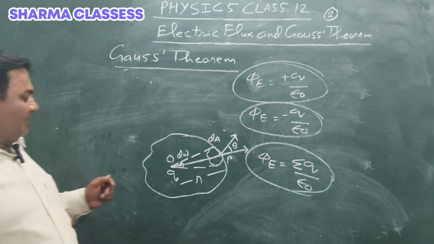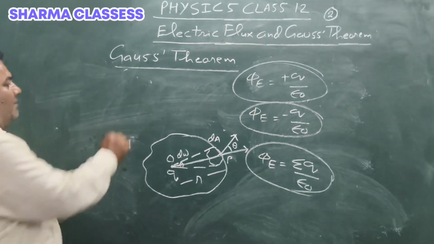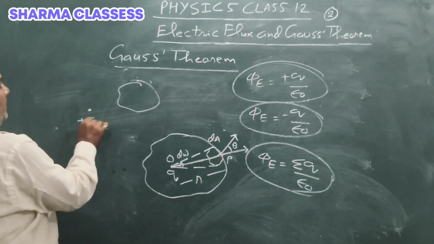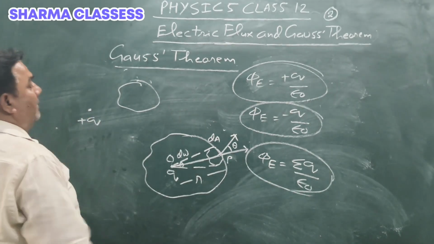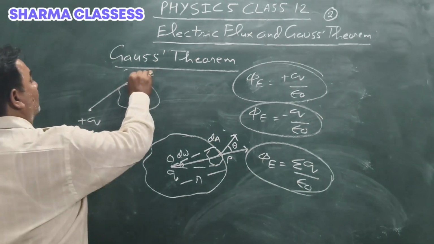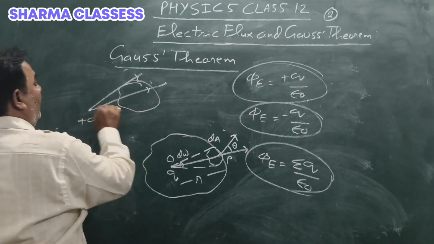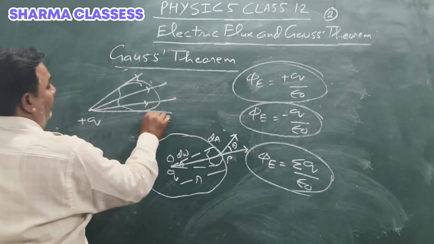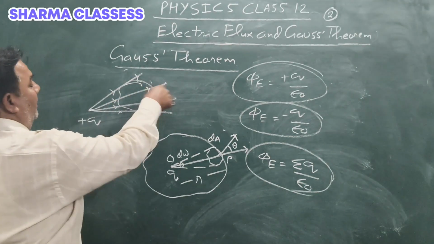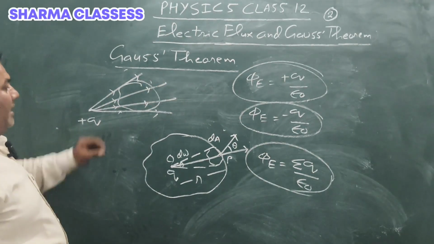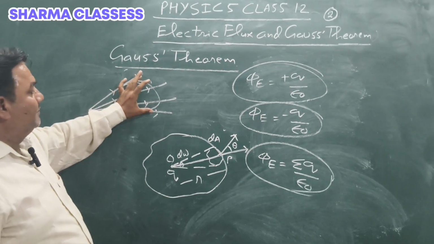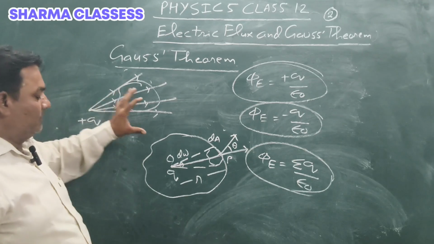And when any charge is placed outside of the closed surface, suppose this is any closed surface, and charge q is placed outside of it, then the electric flux passing through the closed surface is 0, because the electric lines of force emit from the positive charge. In half the part you are seeing the electric lines of force entering, and in the other half the electric lines of force are exiting. So in one half the electric flux is negative, in the other half the electric flux is positive. So the net electric flux passing through the closed surface is 0.